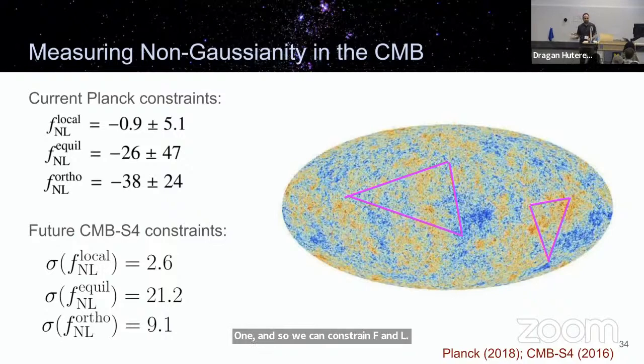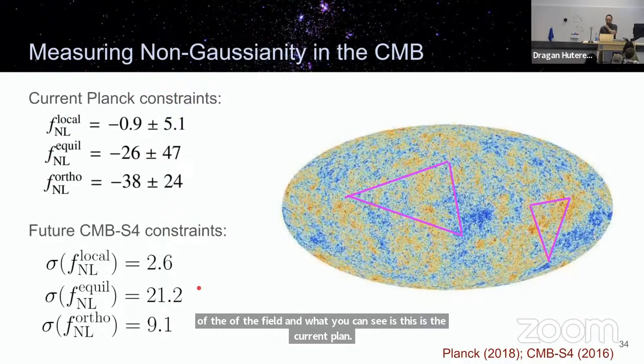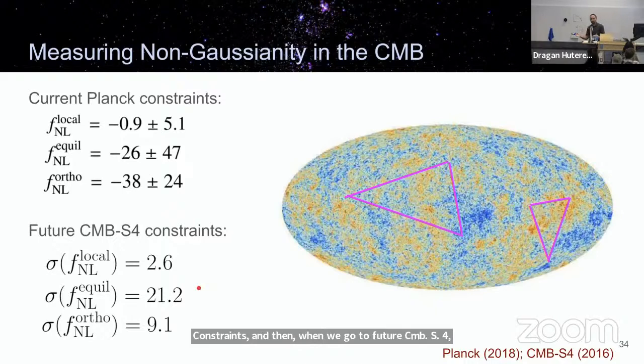That will really give us some convincing evidence that multi-field dynamics were not so important in determining our initial conditions. There are similar thresholds for FNL equilateral, also around order 1, that has to do with the dynamics of the field. What you can see is the current Planck constraints. And then when we go to future CMB S4 constraints, where we have a really big improvement in sensitivity, we actually don't improve very much on these non-Gaussian constraints. That's limited inherently by the number of modes in the cosmic microwave background.